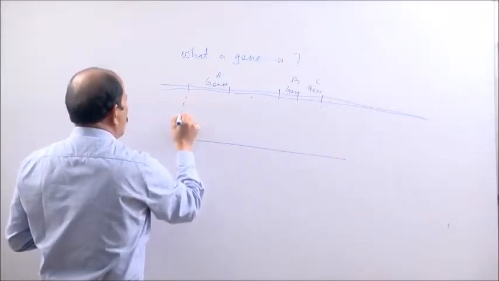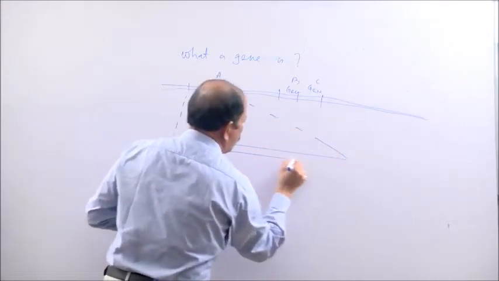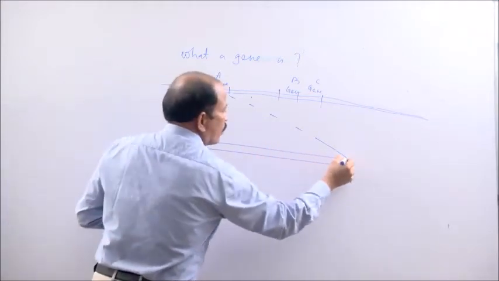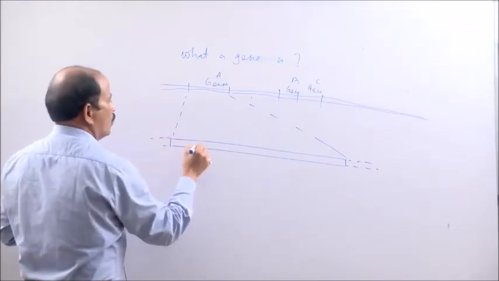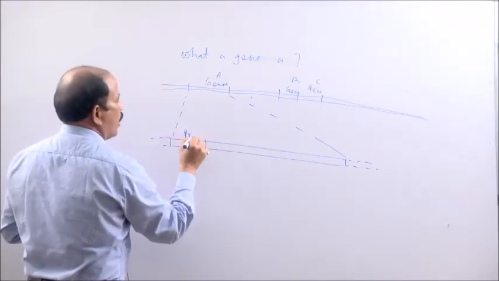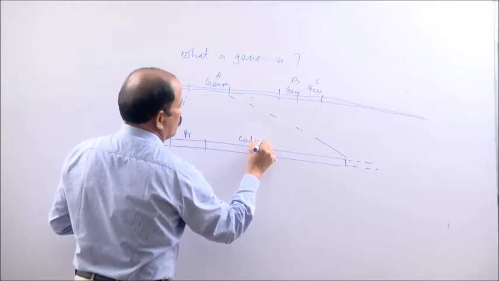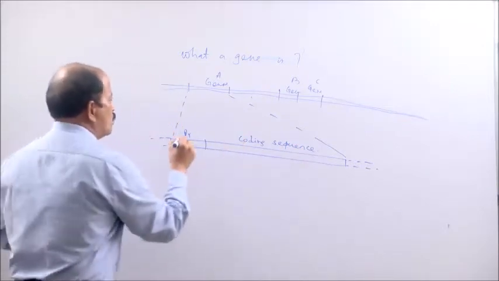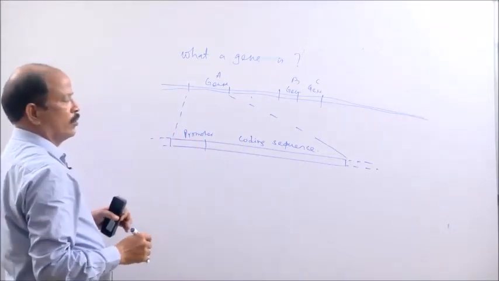If I expand this, what would it be? Now a gene is a stretch of DNA. It has a promoter and a coding sequence. The coding sequence is in the context of mRNA and protein. So this is called the promoter.